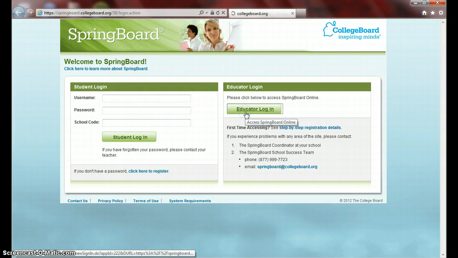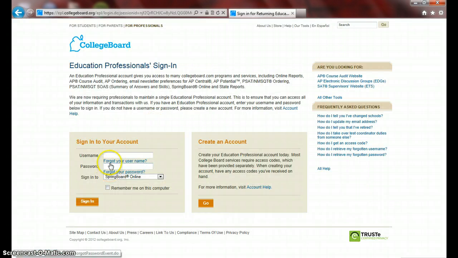Once you get here, you want to log in. If you do not have a login, you'd want to let Melanie Sangali know. She's our district coordinator for ELAR, and she can get you in.